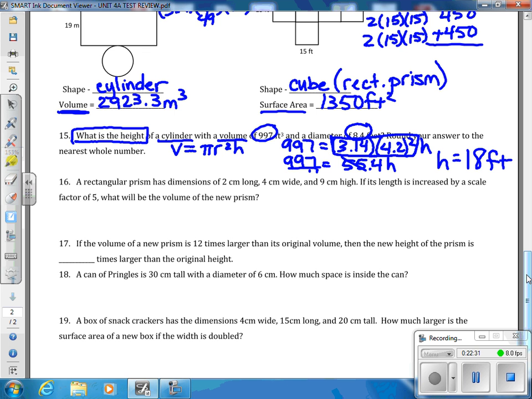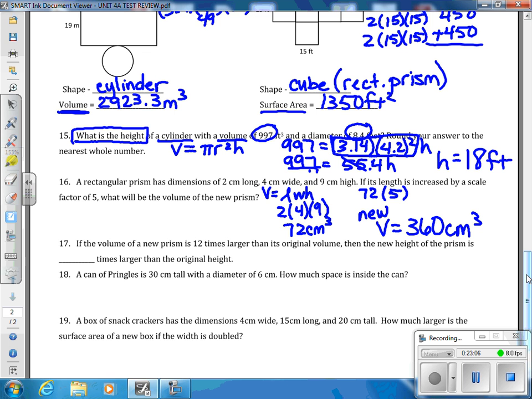So you're going to find first the volume of the original. Well, volume of a rectangular prism is length times width times height. So in this case, it would be 2 times 4 times 9. Okay, well, that makes 72. So the volume is 72 centimeters cubed. That's the original. The question is asking you, what will the volume of the new one be? Well, if it's getting 5 times larger, or scale factor of 5, then all you have to do is take 72 times 5, and that will give you your new measurement. And that will give us the new volume is 360 centimeters cubed. So remember, whatever the scale factor is, that's what you multiply by in order to get the new one.